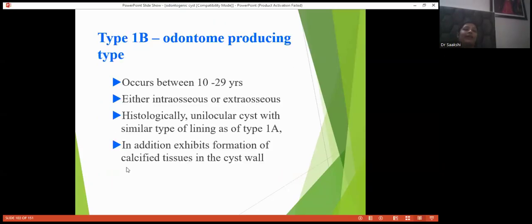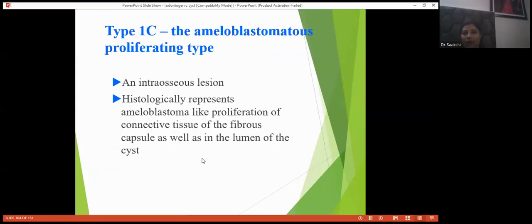The second is type 1B. The first was the simple unicystic type, now the odontome-producing type. It occurs between 10 to 29 years of age. It can be either intraosseous or extraosseous. Histologically, it is a unilocular cyst with a similar type of lining as type 1. In addition, they exhibit formation of calcified tissues in the cyst wall.